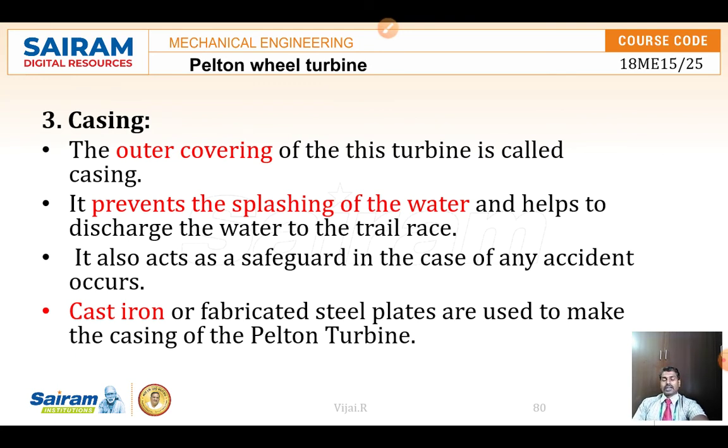The casing is the one which covers all the parts of the turbine, the buckets and all. It is the outer covering of the turbine, so we call it a casing. It is made of cast iron, normally fabricated steel plates, and it acts as a safeguard for preventing accidents, because the runner rotates very fast. It avoids the splashing of water outside and helps in discharging the flow through the tail race, right?